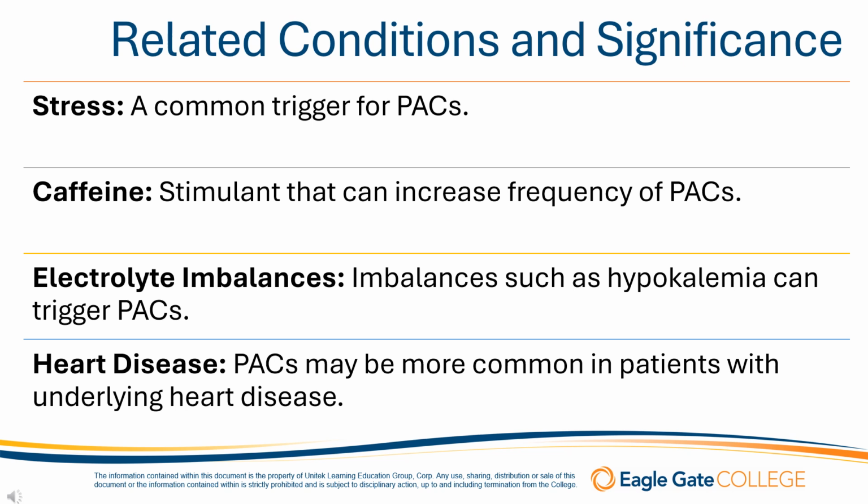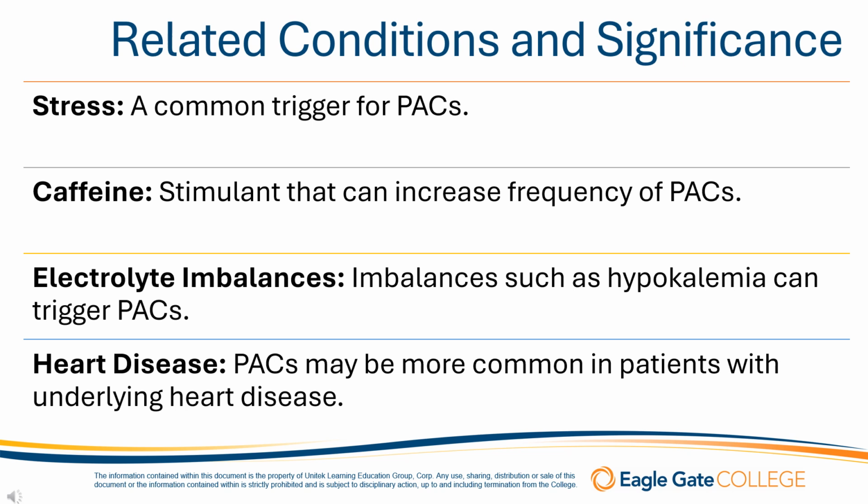Caffeine is a known stimulant that can increase the frequency of PACs. It acts on the central nervous system and can increase heart rate and irritate the heart's electrical system. Common sources of caffeine include coffee, tea, energy drinks, and certain medications. Educate patients on the potential impact of caffeine on their heart rhythm. Advise them to monitor their caffeine intake and reduce it if they notice an increase in PACs. Suggest alternatives to caffeinated beverages such as herbal teas or decaffeinated options to help manage and potentially reduce PAC episodes.